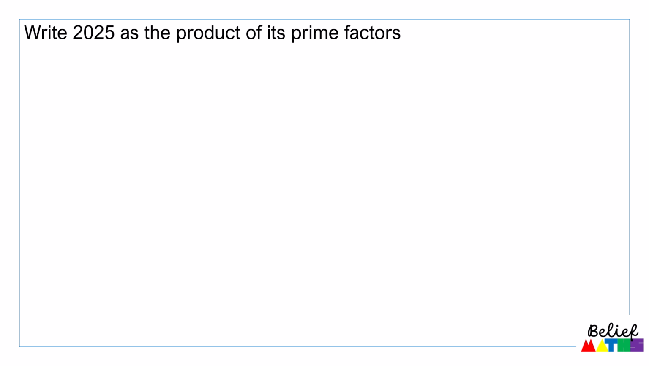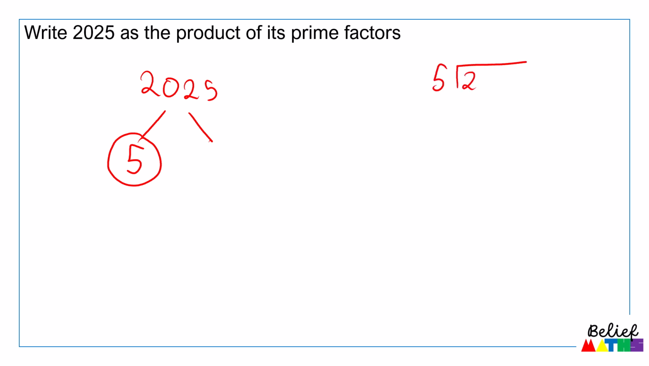Now the next question asks us to write 2025 as a product of prime factors. So we're going to start with 2025. Well, straight away we know that 2025 can be divided by 5 because it ends in a 5. So we know 5 is one of the numbers that divides it. Now you might not be able to figure that out in your head, so what we can just do is a little bus stop over on the side. 5 into 2025. Well, 5 into 20 goes 4 times, 5 into 2 doesn't go, 5 into 25 goes 5 times. So that's 405.